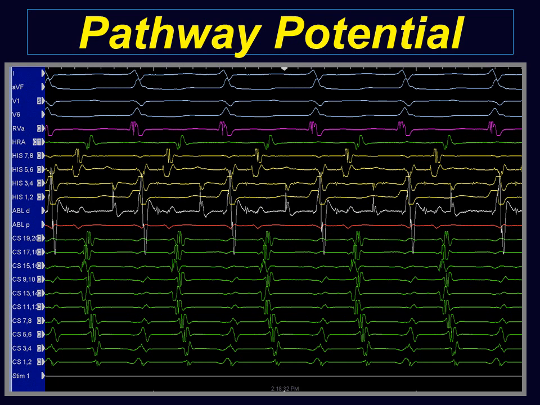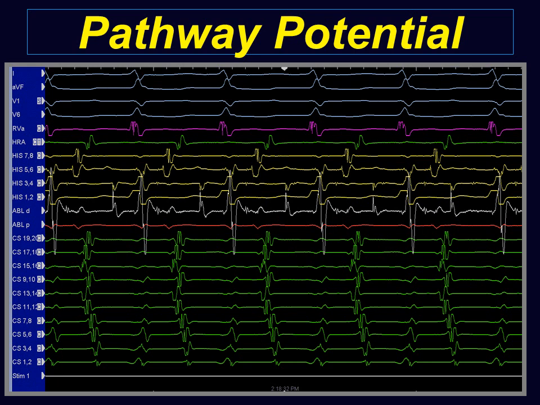Now it is easy to see a pathway potential like this. Here's a ventricle pathway potential even on the His catheter, and then you have the atrial EGM, and of course there is a His in front, so this is not a His, that's the His, and that's a pathway potential.